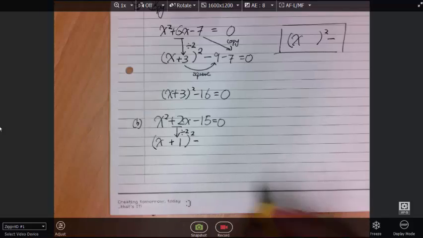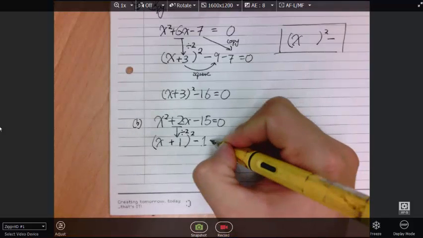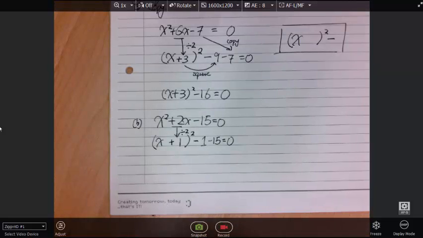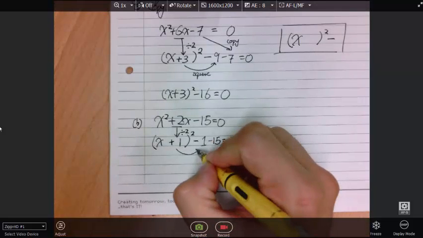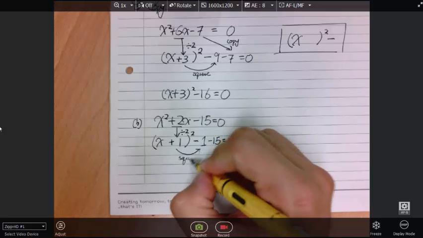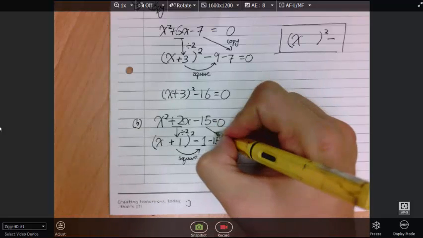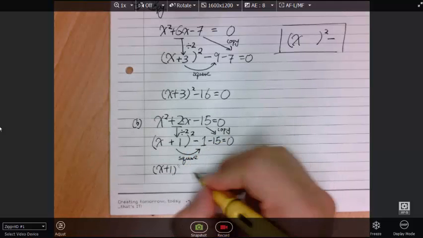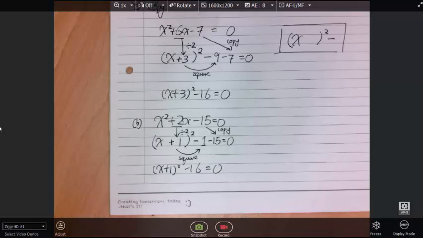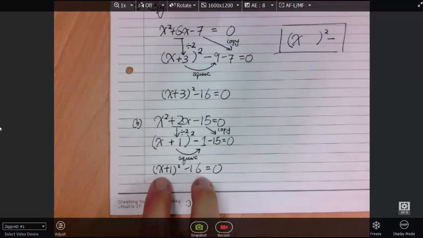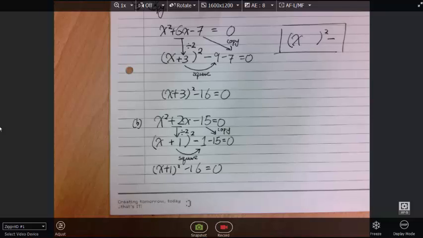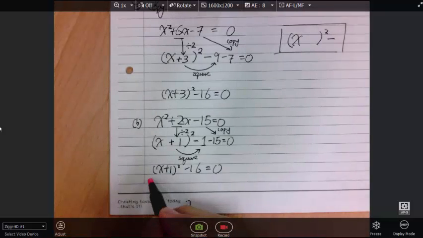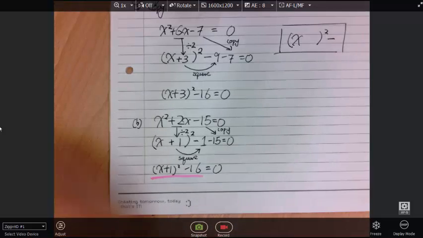Then you square, then you copy. So divide by 2, square. 1 square is still 1, and then you copy the negative 15. So in the end, what we get is x plus 1 square minus 16 is equals to 0. This is called the completed square form. Let me underline for you. This thing here is called the completed square form.